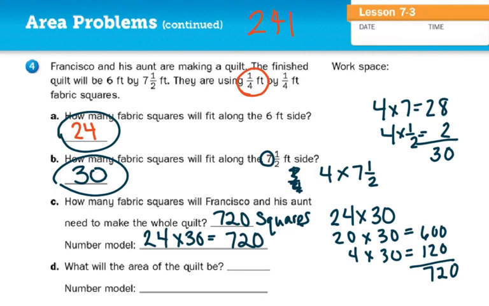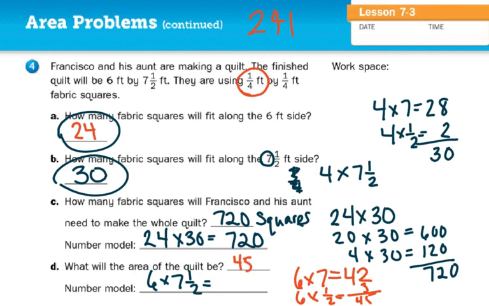What will the area of the quilt be? And that is, we're going to take 6 times 7.5. So let's take 6 times 7, which is 42, and 6 times 1/2, what's half of 6? 3. Add those two together, 45 feet squared.